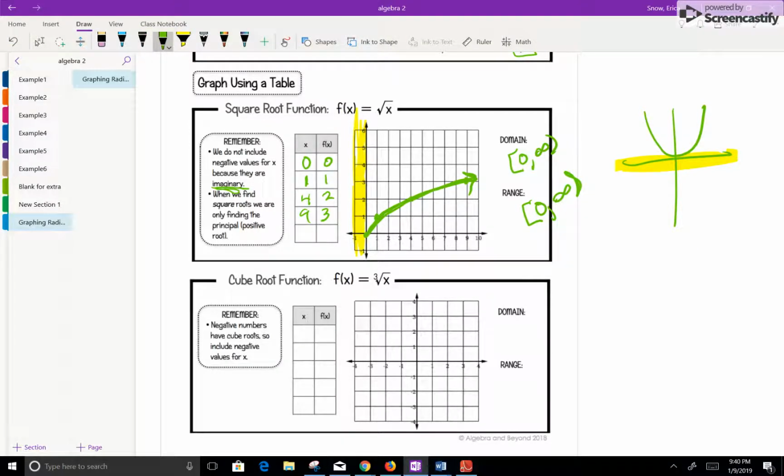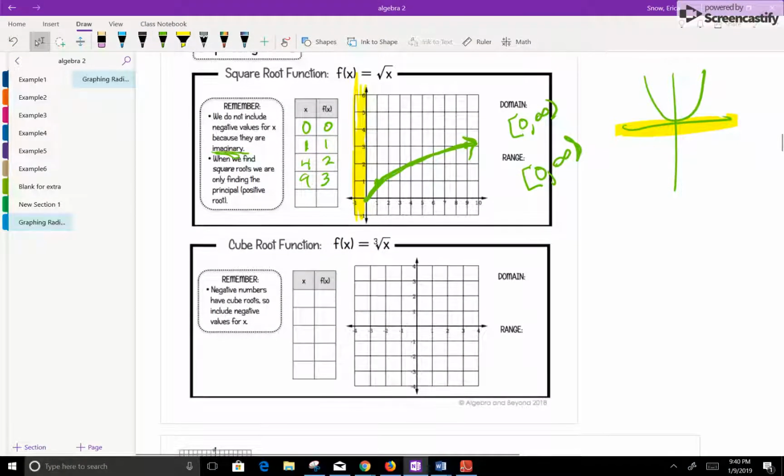Okay, next we're going to talk about cube root. Negative numbers have cube roots. So I'm going to start with my first perfect cube over here, which is -1. The cube root of -1 is -1. The cube root of 0 is 0. And the cube root of 1 is 1. Now, in theory, we'd have -8 and 8 on this chart, but we don't. So we're just going to go with it here.